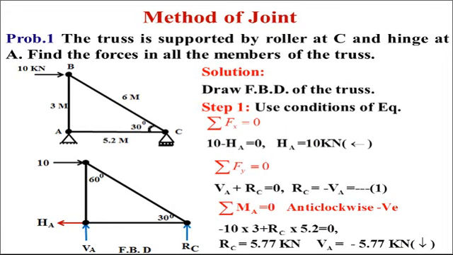Now see, I have here a very simple example. First of all, it is a truss made up of only 3 members. The truss is supported by a roller at C and a hinge at A. Find the forces in all the members of the truss. Whatever is shown is the truss. A joint is hinge, C is roller. And here one force is acting, 10 kilonewton in the horizontal direction at joint B.